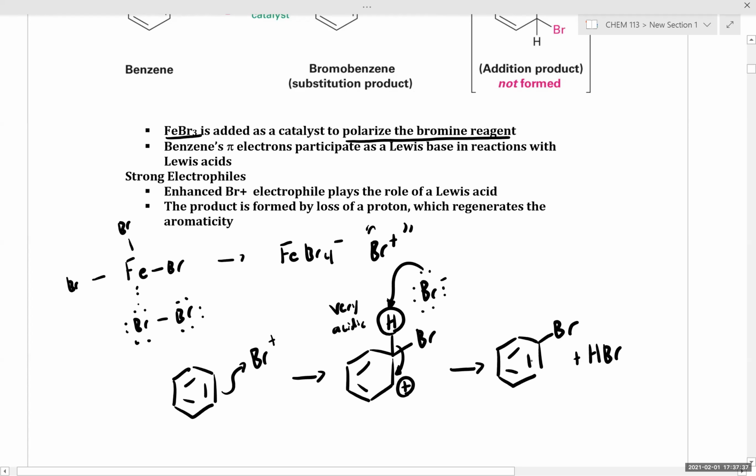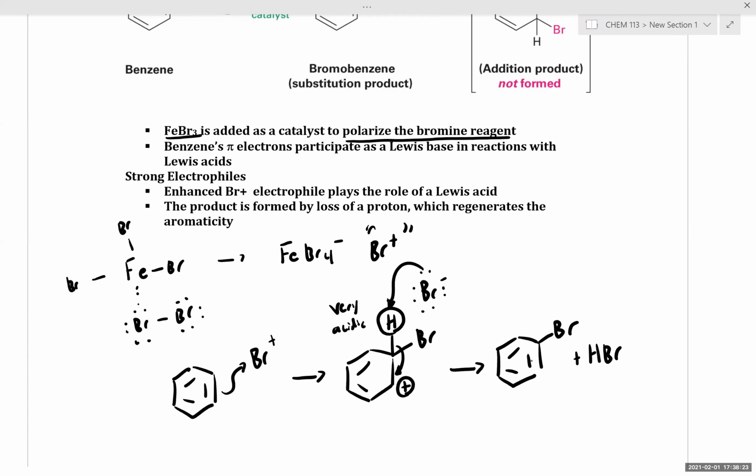So the main branching point when it comes to electrophilic aromatic substitution versus addition is once you get your carbocation, you see elimination to regenerate your double bond and regenerate your aromatic ring rather than addition into the carbocation. Does this mechanism make sense to everyone? So first, we need a very strong electrophile, and second, we see elimination of a proton to regenerate our aromatic ring rather than addition into our carbocation. Does this make sense to everyone so far?